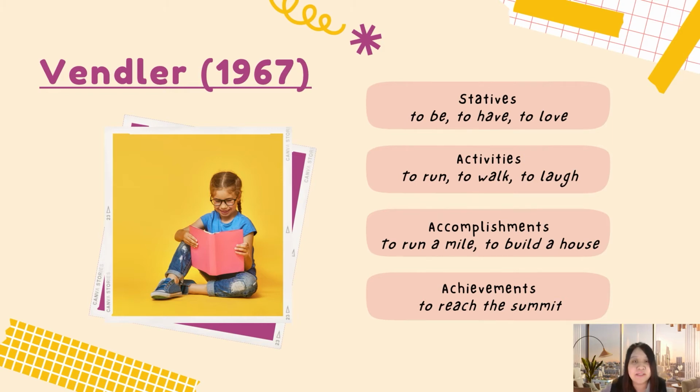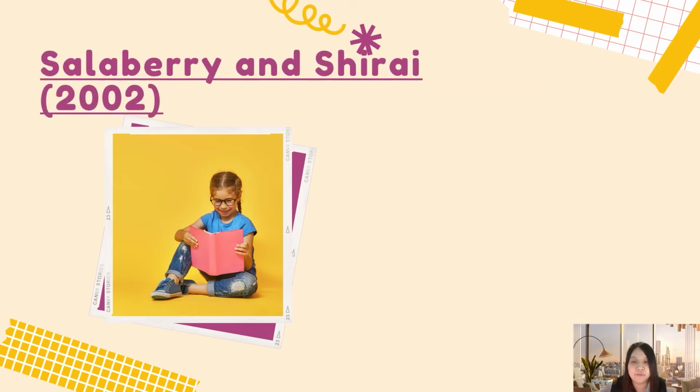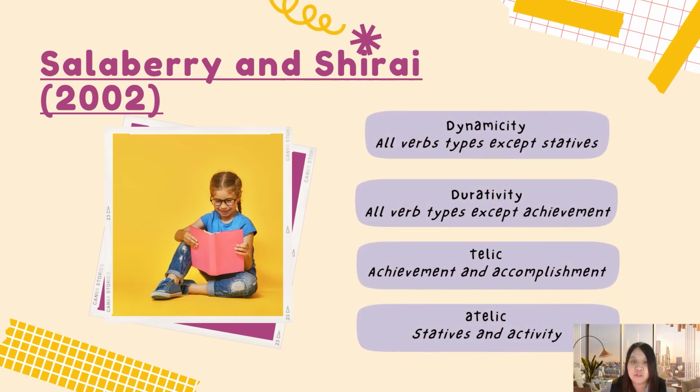So these verb types can also be regrouped along 3 basic semantic dimensions: dynamicity, durativity, and telicity, which is mentioned by Salaberry and Shirai in 2002. So dynamicity includes all verb types except the statives. Durativity includes all types except the achievements. And both achievements and accomplishments are telic, where the action referred to has an endpoint, while the statives and the activities are atelic, which don't have an endpoint.